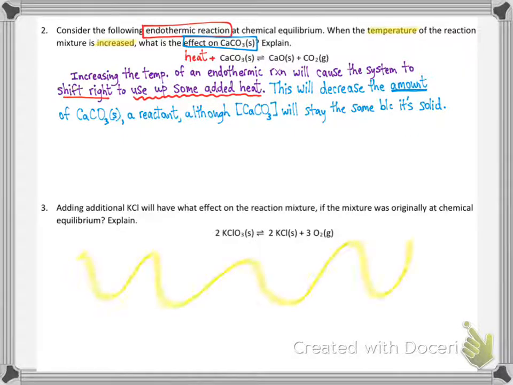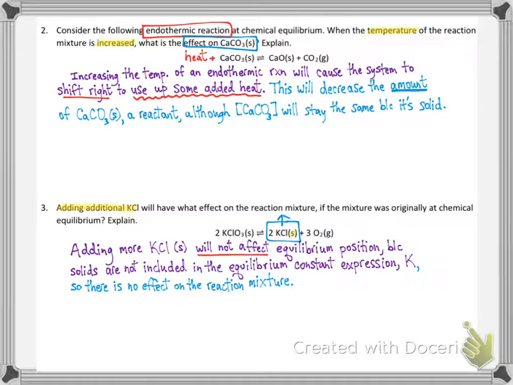All right, let's check the last one. If you haven't tried it yet, now's your last chance. Okay. Well, this one was one of those trick questions, but they're very common, so I thought we should practice it again. When you add more KCl, KCl is a solid, so it does not affect your equilibrium position, solids aren't included in the equilibrium constant expression, so there is no effect on the reaction mixture.